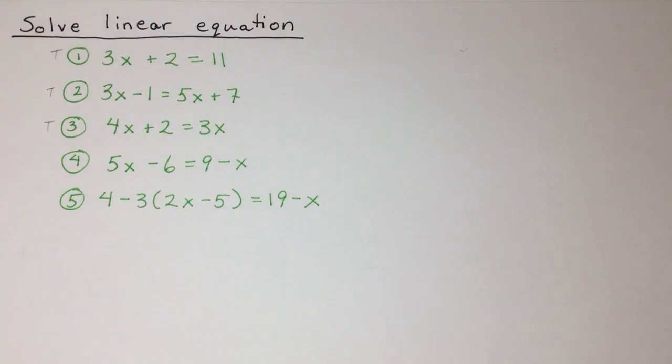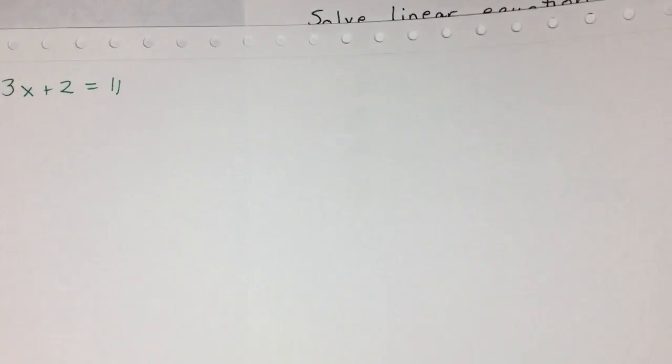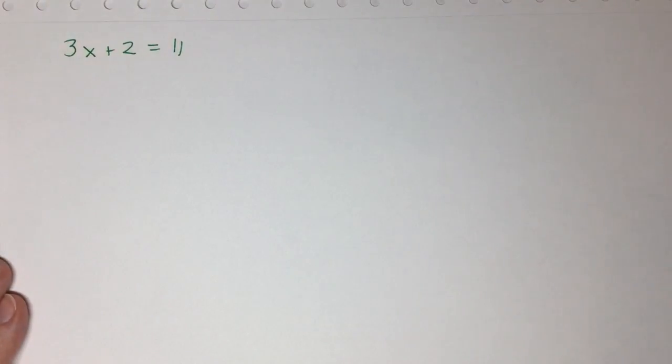These 5 examples are going to be the equations I'll solve on this lecture. The first 3 that have a t beside them I will also be doing in separate videos using algebra tiles. So take a look at both. So with the first one, solve 3x plus 2 equals 11.